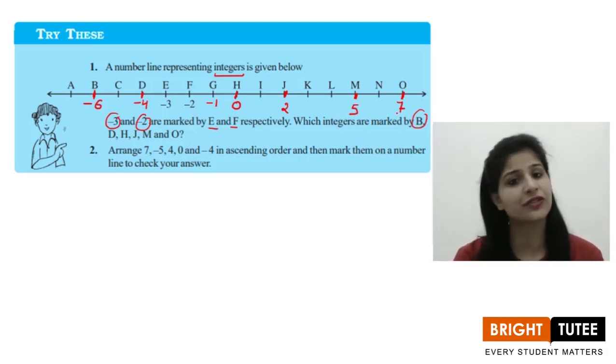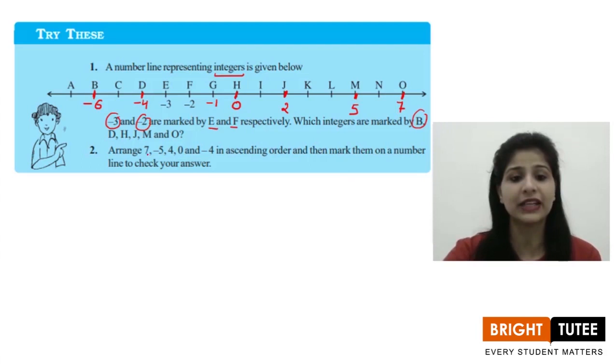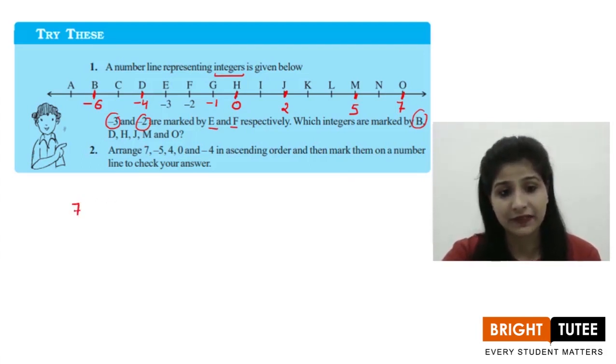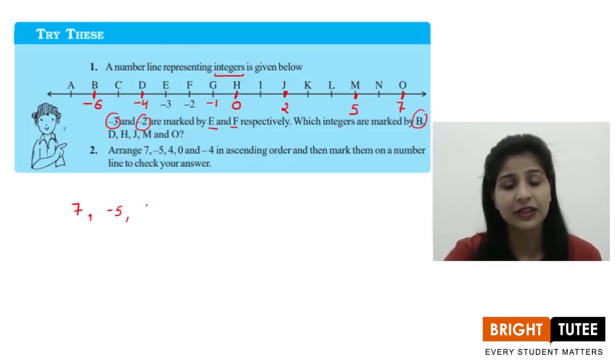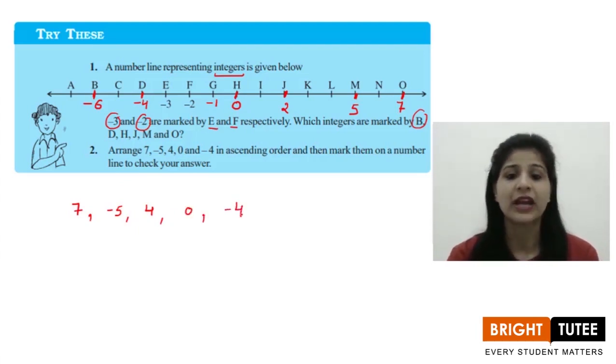The second question, if you see carefully, what have they given? The numbers 7, minus 5, 4, 0 and minus 4. We have to arrange them in ascending order and then we have to mark them on a number line.